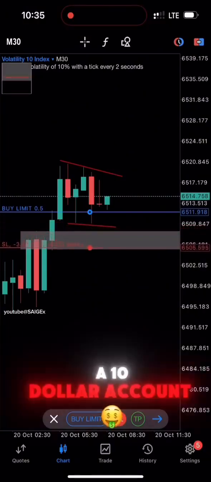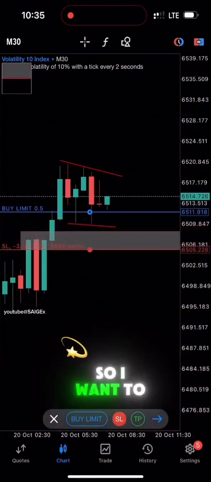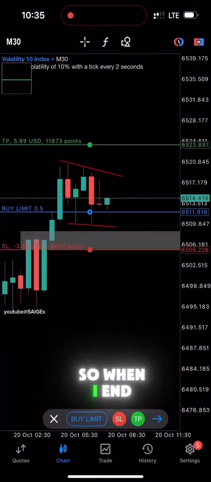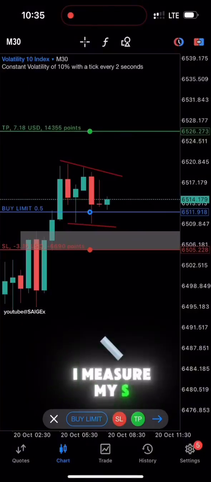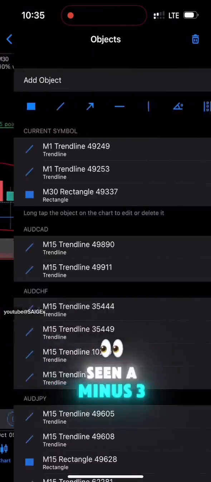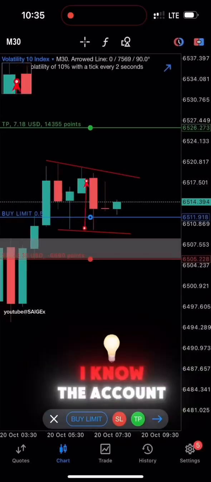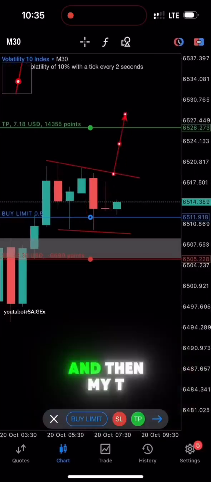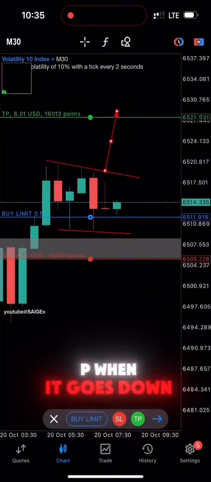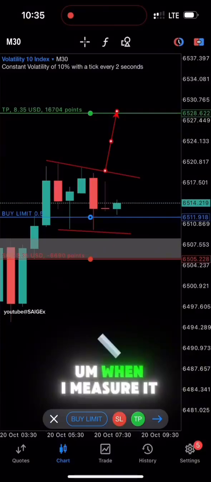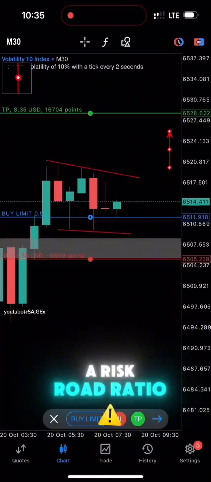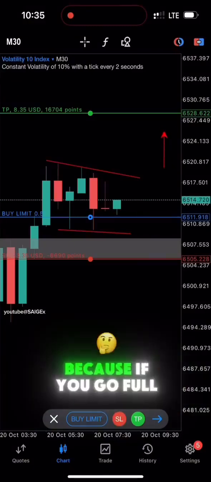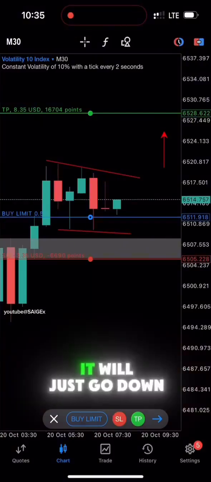Let's say I have a $10 account here, so I want to enter them. So when I enter with my lot here, I measure my SL. So I've seen a minus $3, so from $10 I know the account can hold. And then my TP, when it goes up there, when I measure it, I'll get $8. So which means this is a risk reward ratio, which is very important, because if you go full margin here, it will just go down.